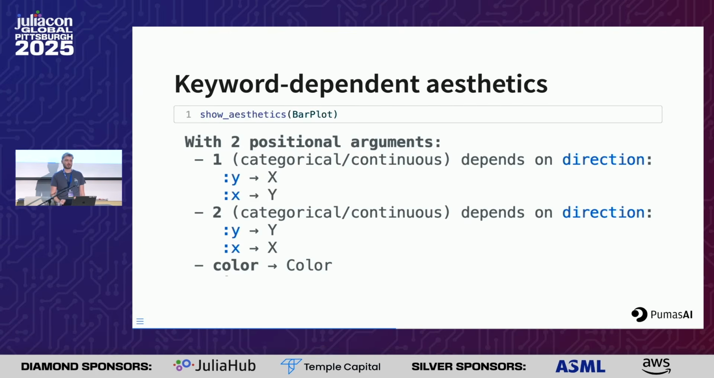So the new thing is that you have keyword-dependent aesthetics now for plot types. So for example, when we show the aesthetics for the bar plot, I cut off a bunch of them here, but you can see the positional arguments can now be dependent on the direction keyword. So they change from x to y depending on direction being horizontal or vertical. And the color, for example, here points to the color aesthetic, which is of the same name, but it could also be any other name, right? So basically, AlgebraOfGraphics knows now what the attributes mean of the plots that you're creating.